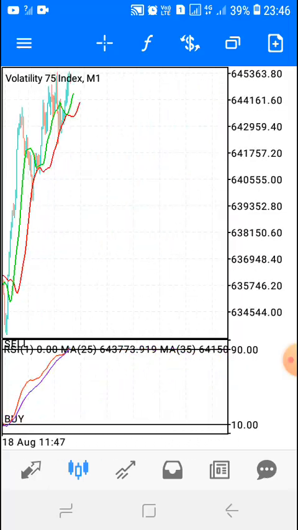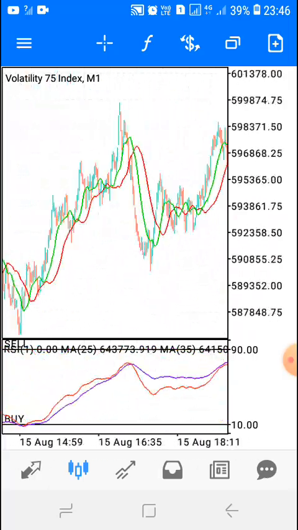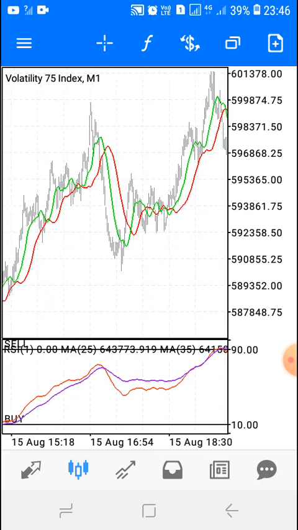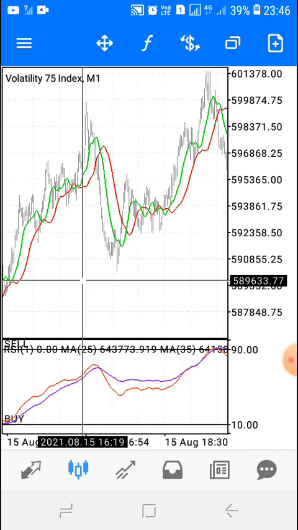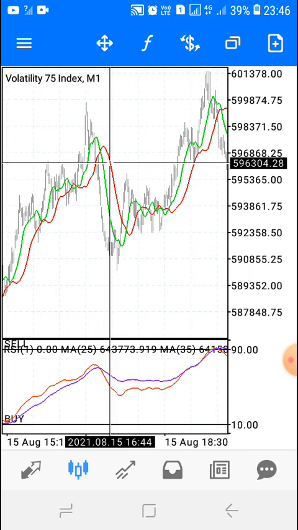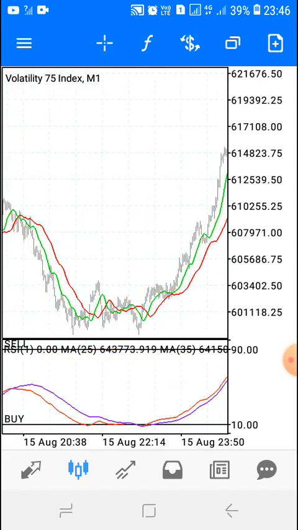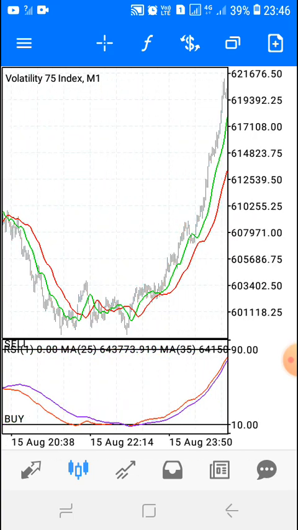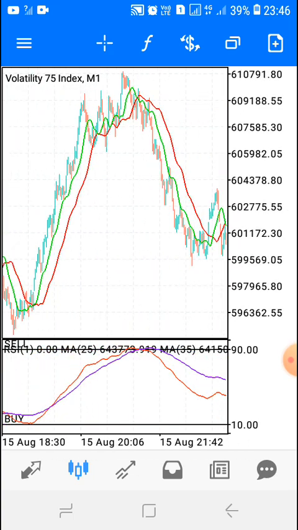So if you guys want to use this strategy, make sure that your first confirmation is the moving averages at the bottom, then the trend line, and once you done with the trend line, you need to wait for your alligator crossover.